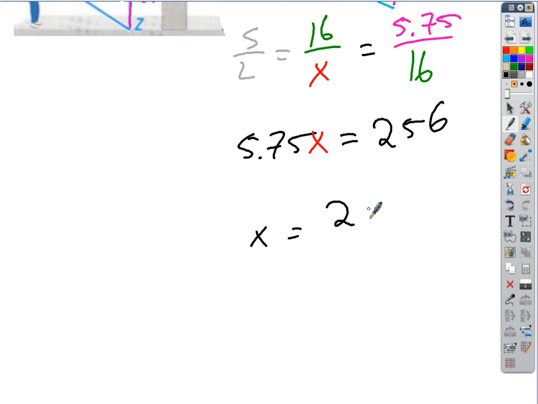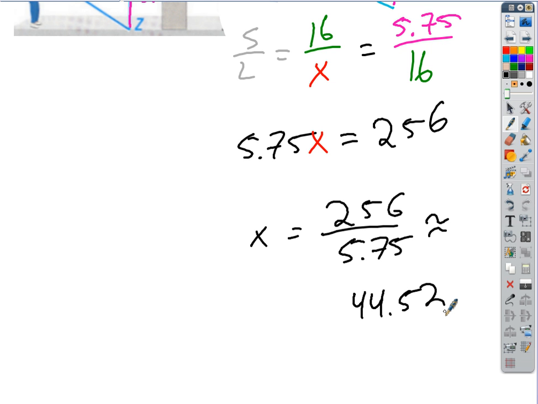Man, I'm getting nervous. We can get it. Nope, 5 minutes. What do we find? What do we get? 256 over 5.75. No, we don't win $1 million yet. 44.52. So about 44.5 feet. Okay. All right, we just made it. $1 million. How about that?